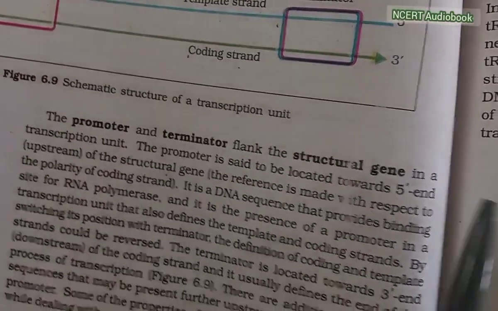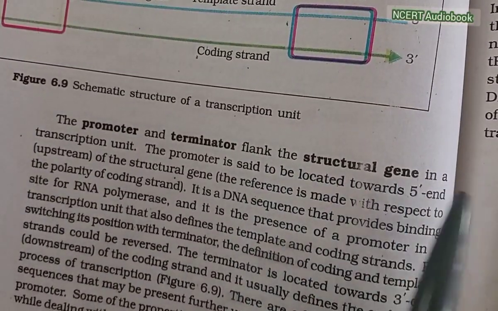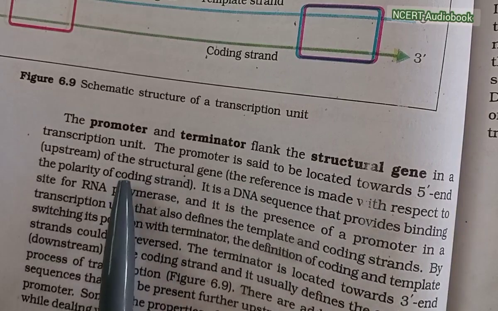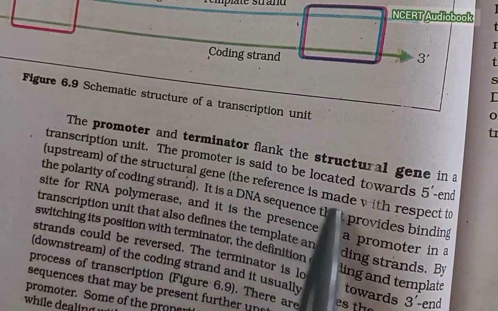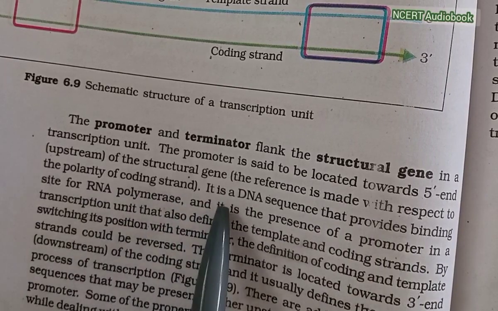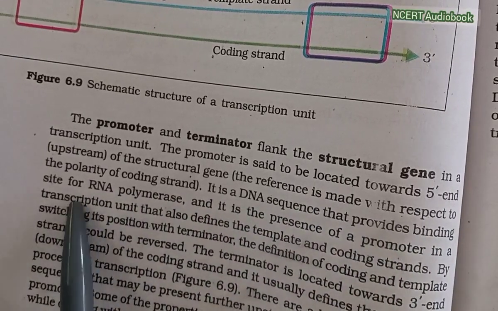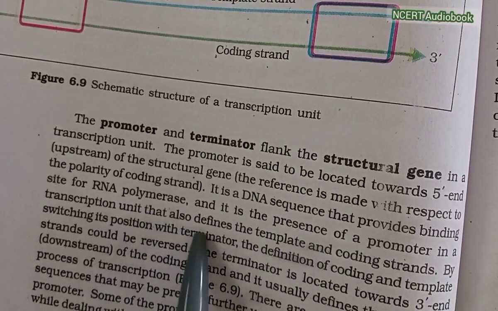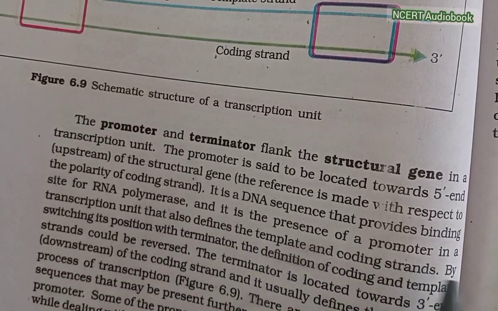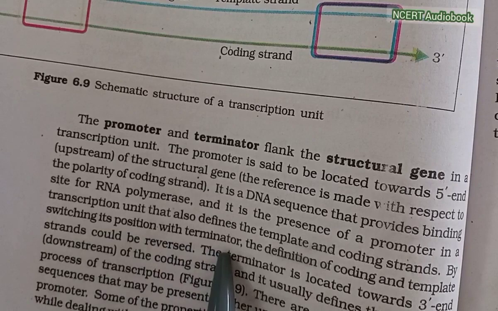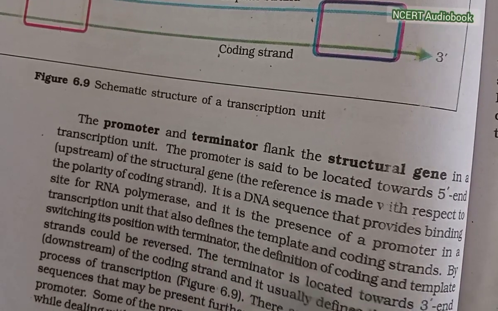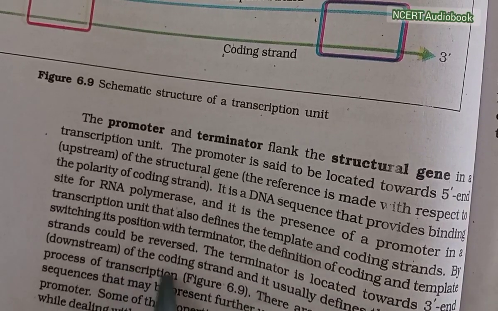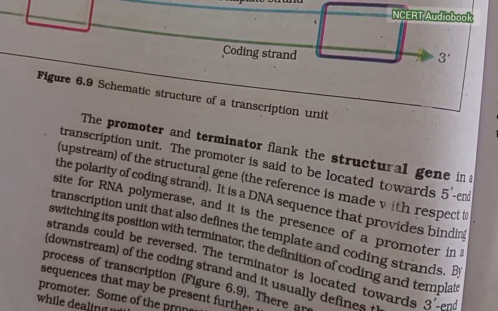The promoter and the terminator flank the structural gene in a transcription unit. The promoter is said to be located towards the 5' end, upstream of the structural gene, with respect to the polarity of the coding strand. It is the DNA sequence that provides the binding site for RNA polymerase, and it is the presence of the promoter in the transcription unit that also defines the template and coding strands. By switching its position with the terminator, the definitions for coding and template strands could be reversed. The terminator is located towards the 3' end, downstream of the coding strand, and usually defines the end of the process of transcription.